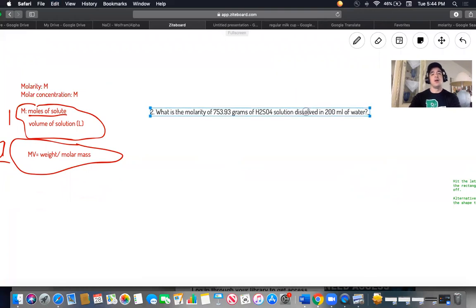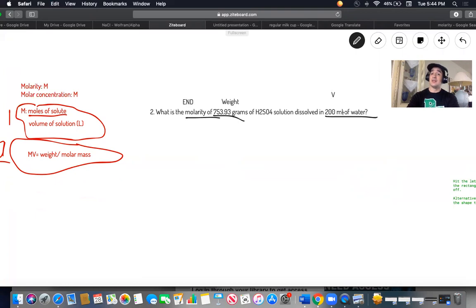Okay. What is the molarity of 753.93 grams of H2SO4 dissolved in 200 milliliters of water? I'm going to put an M right here because I'm ending in molarity. It gives me weight, and it also gives me volume, but that's in milliliters. I need to convert that to liters for my equation.